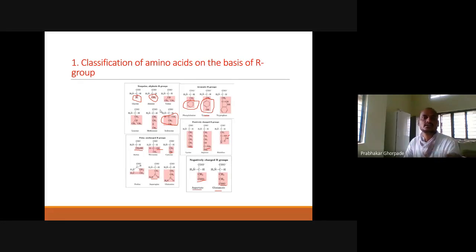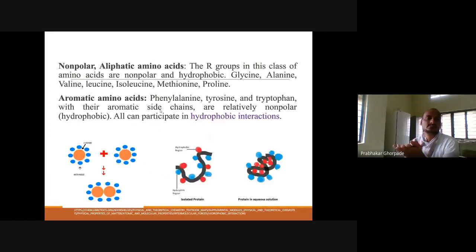So based on the R group, how can we classify a non-polar aliphatic amino acid? The R groups in this class of amino acids are non-polar and hydrophobic, right? Non-polar means it does not have polarity, and hydrophobic: phobia means fear, right? And hydro means water. So these non-polar aliphatic amino acids have a fear of water.